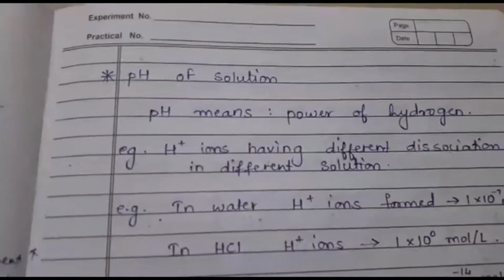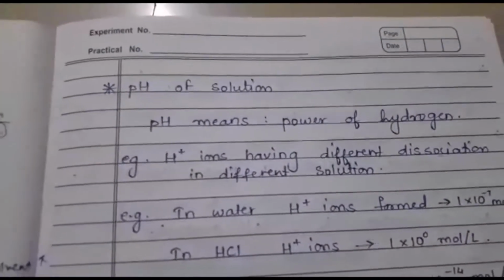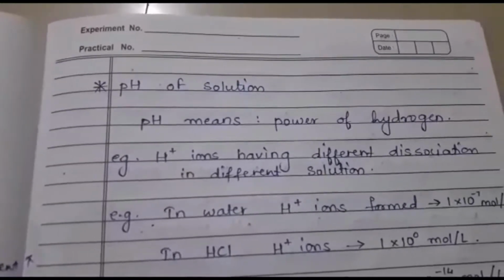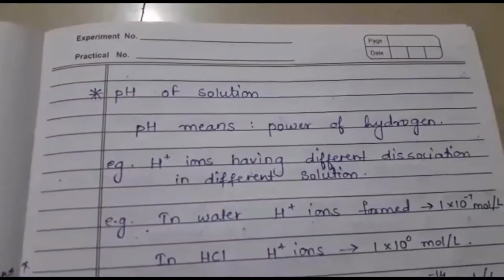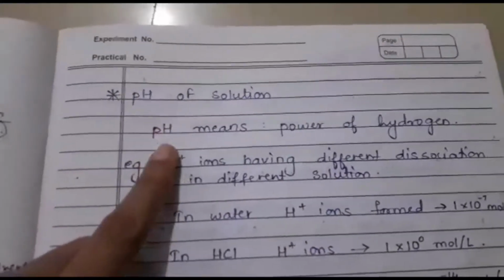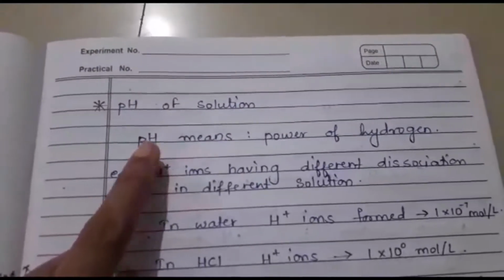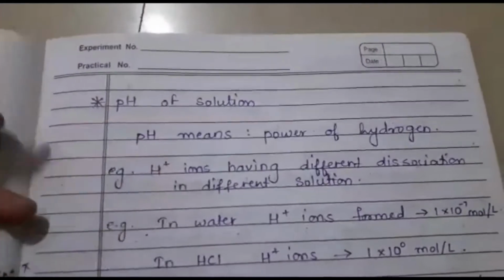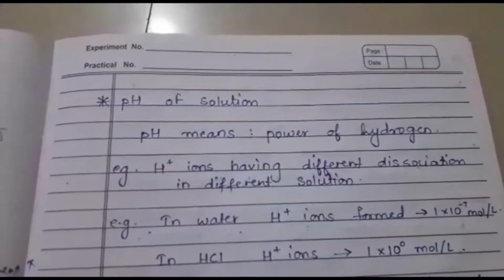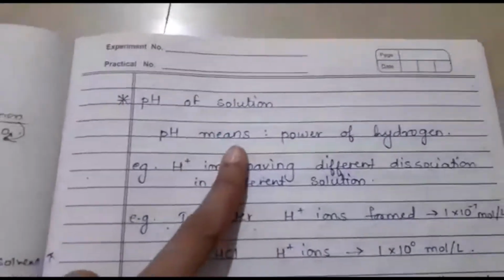Our next topic is pH of solution. In our first lecture, I told you some basic information about pH. Now we will look at it in detail. pH means power of hydrogen. It means the amount of hydrogen present in that solution. The strength of hydrogen content in that solution is known as power of hydrogen.